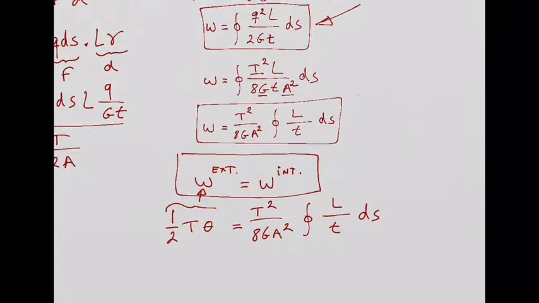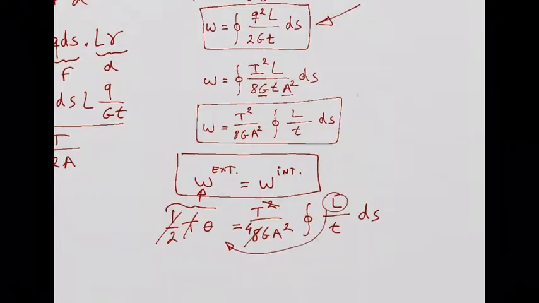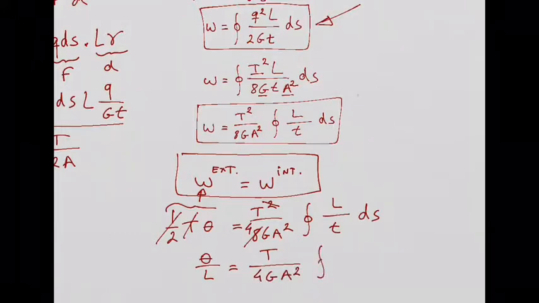So there's one more thing we can do. We can simplify this a lot. We can cancel this with this and make it 4 here, right? We can cancel the torque here with the square. So we can send this L outside because it's constant in the integral as well. And then we can say theta over L, right? If I send the L to the left-hand side, it goes to the denominator. It's going to be equal to the torque times 4GA square ds over t, right?